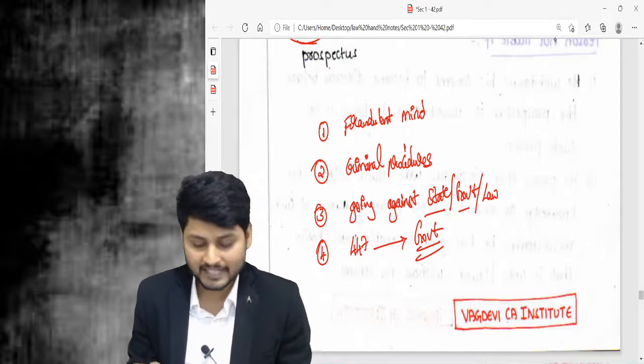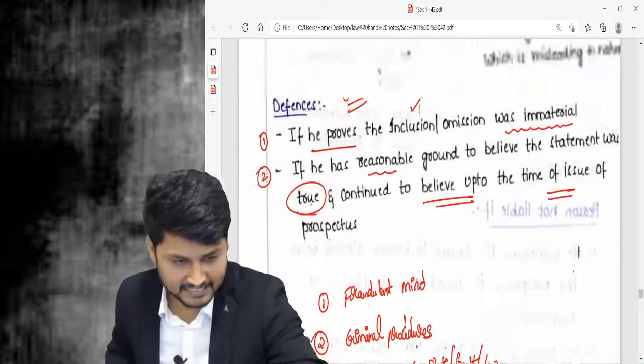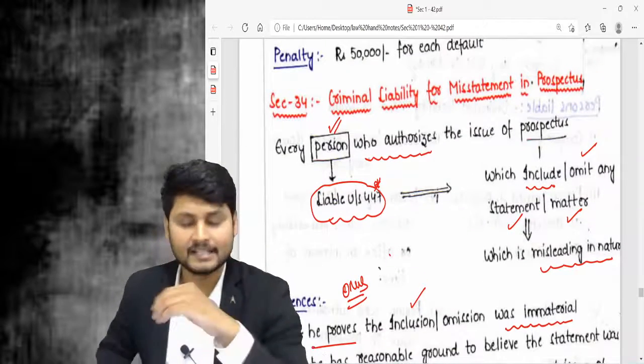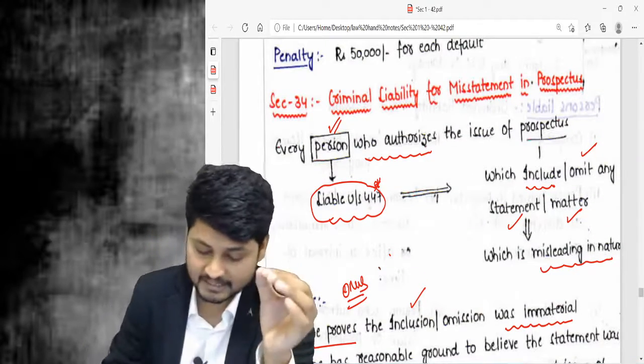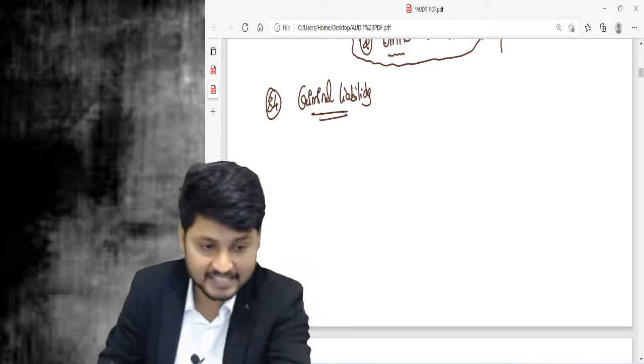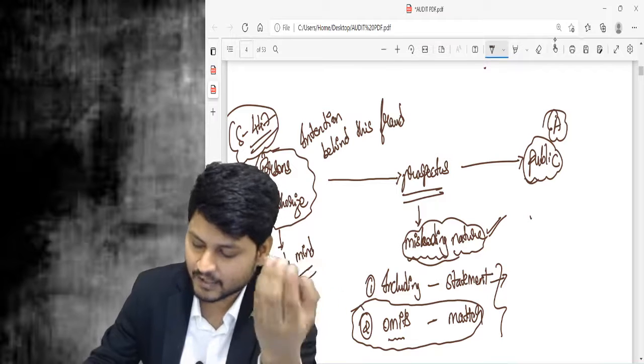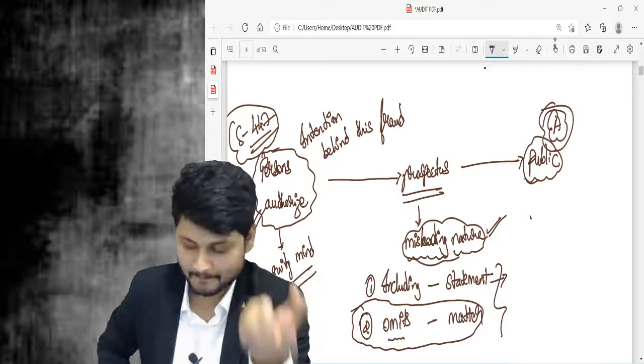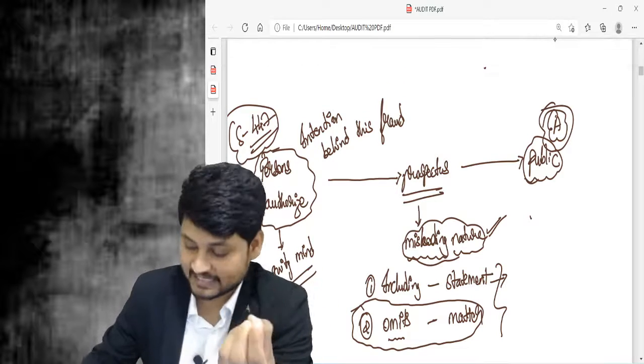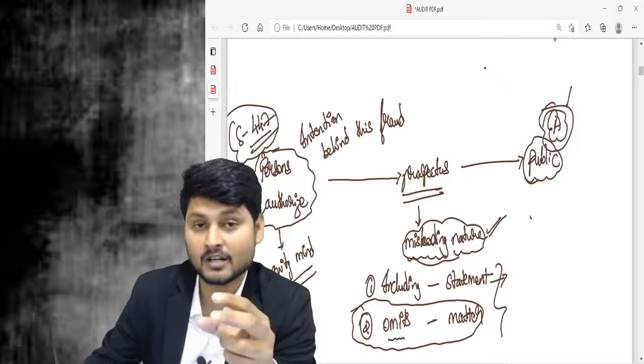Here, one thing you need to identify is that nowhere in this section is it said that the person who purchased, the person who invested in the company, whether the public or, to be precise, say A, has incurred damages or not.